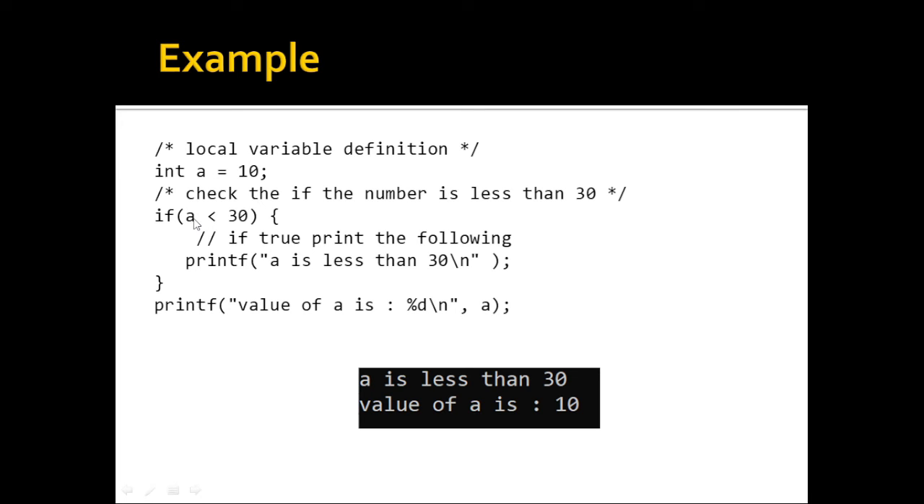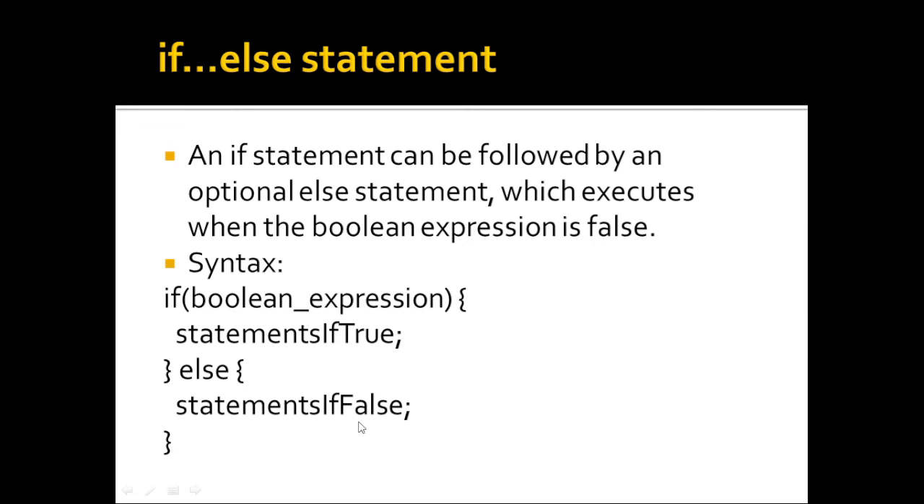We have the if-else statement. An if statement can be followed by an optional else statement, which executes when the Boolean expression is false. The syntax here is, if we have the Boolean expression, we have the open curly brace, statements if the Boolean expression is true, and then the closed curly brace. Then we have the else clause, and then open curly brace, statements if false, and then the closed curly brace. So this will be the syntax for the if-else statement.